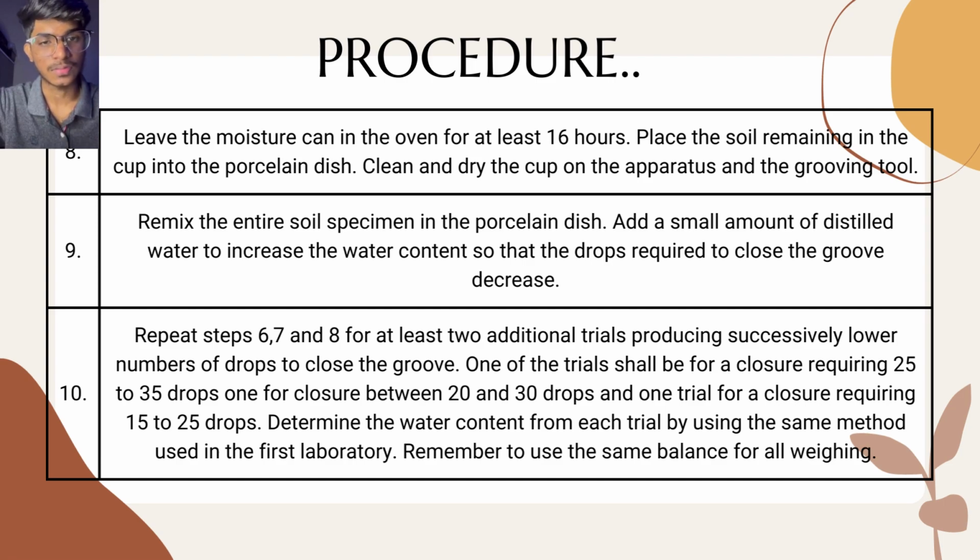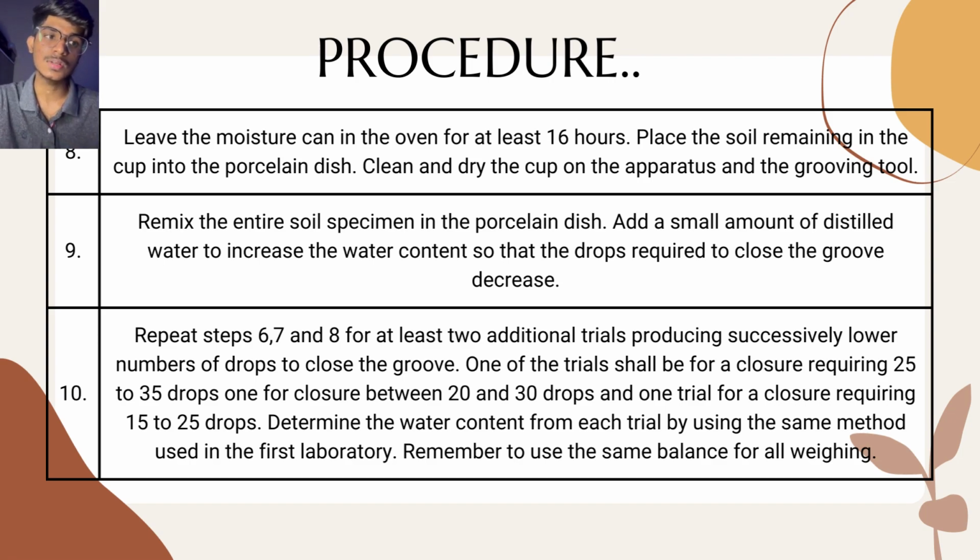Add a small amount of distilled water to increase the water content so that the number of drops required to close the groove decreases. Lastly, repeat steps 6, 7 and 8 for at least 2 additional trials, producing successively lower numbers of drops to close the groove. One of the trials shall be for a closure requiring 25 to 35 drops, one for closure between 20 and 30 drops, and one for a closure requiring 15 to 25 drops as well.